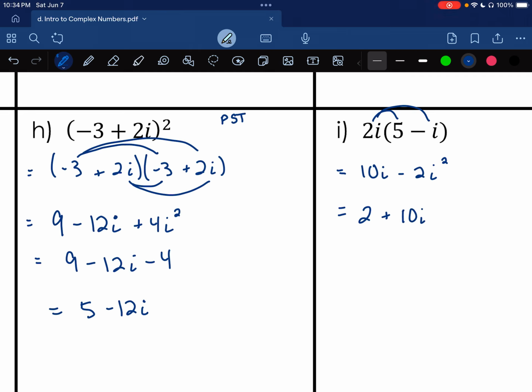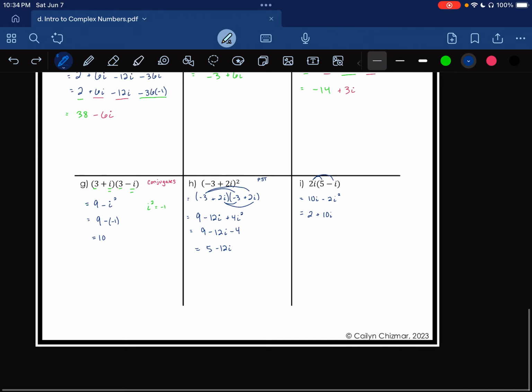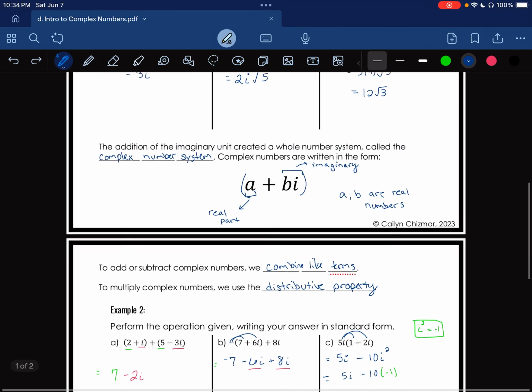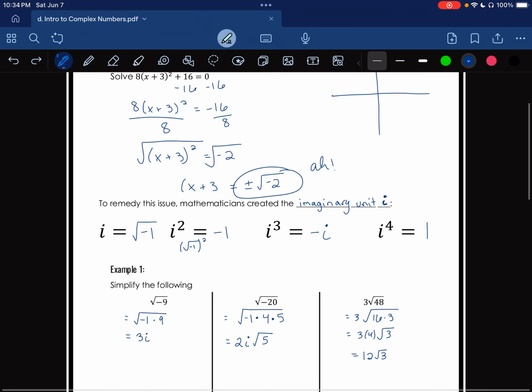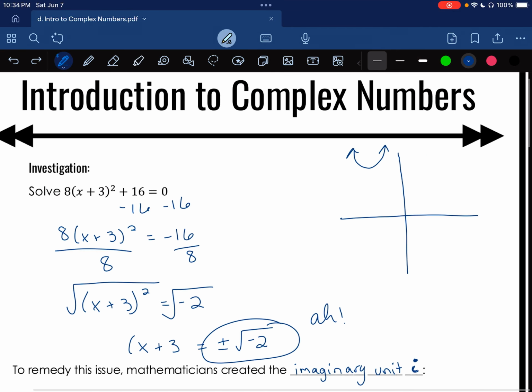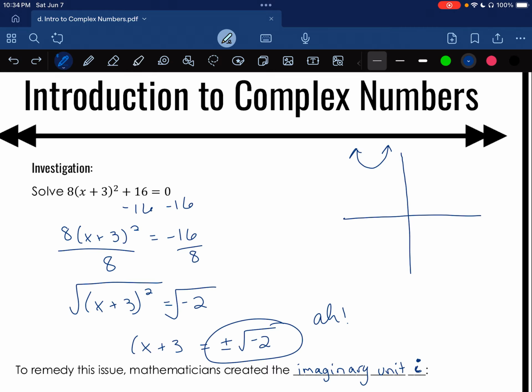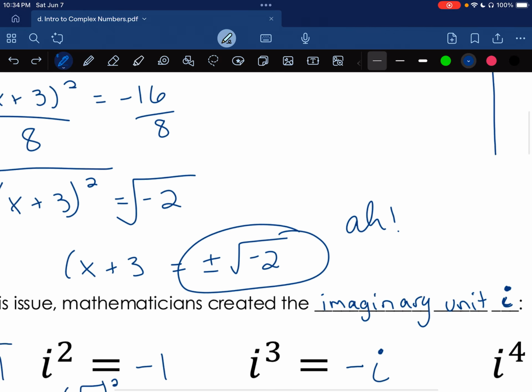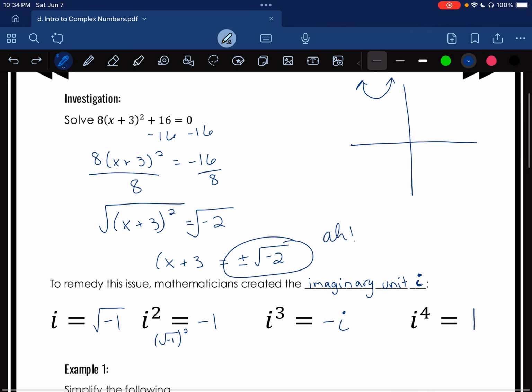All right, everyone, I hope you enjoyed your journey into the complex number system. And from now on, when we are solving quadratics, right, it is fair game to be able to solve them with an imaginary number, right? So no longer are we saying, when we get that negative under the radical.